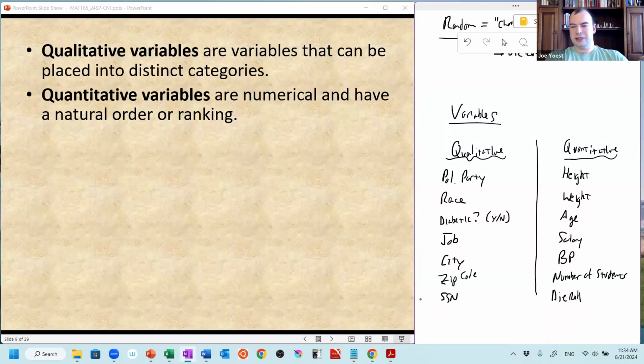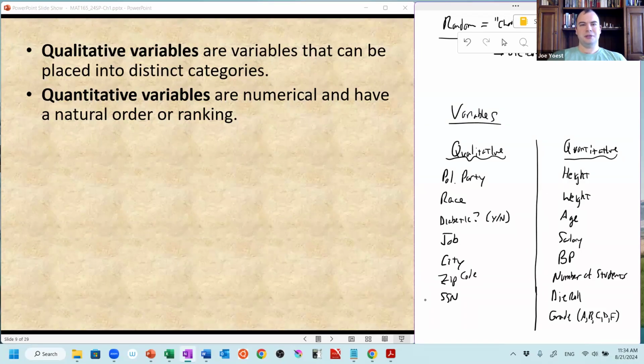Something like, say, a grade, A, B, C, D, F. Even though those are letters, I probably would actually put that under quantitative, mainly because these have a natural order to ranking, right? I mean, I think everybody in here would much rather have an A than a C. So an A is a better grade than a B, which is better than a C.